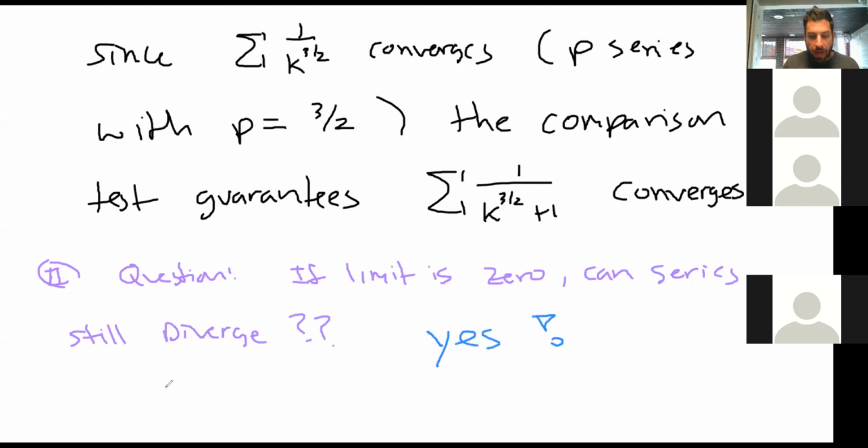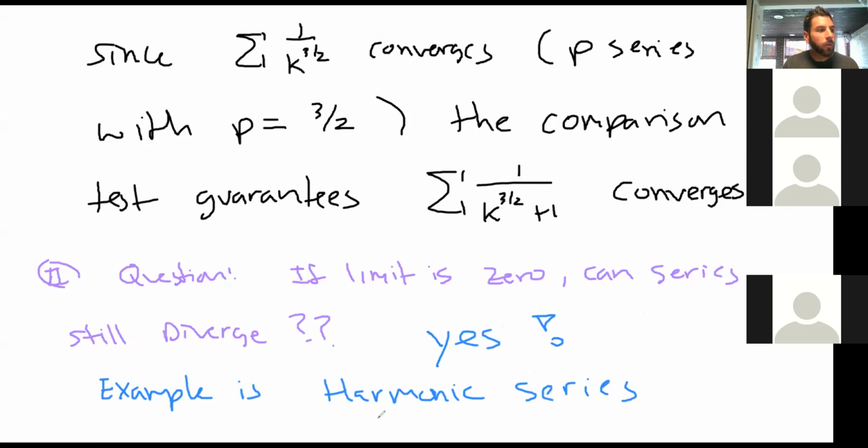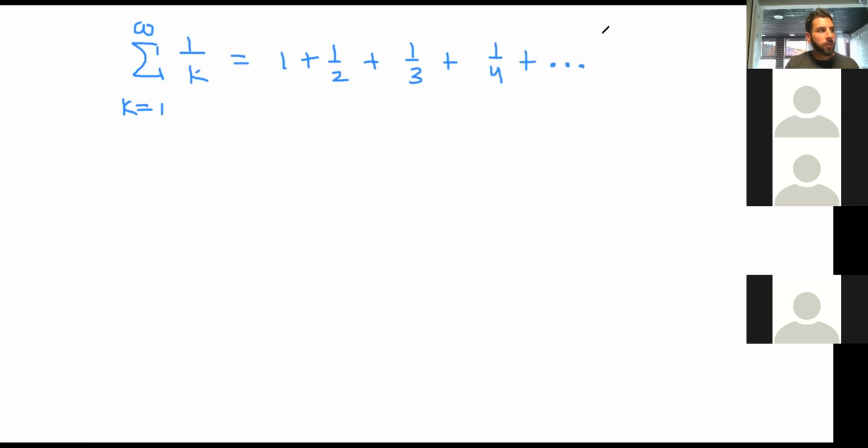And the prime example is the harmonic series. So what is the harmonic series? Well, let's go to the next page to remind you. The harmonic series, if you write it in the shorthand, is the sum of 1 over k, k goes from 1 to infinity. And what are these terms? This is 1 plus a half, plus a third, plus a fourth. So this guy diverges.